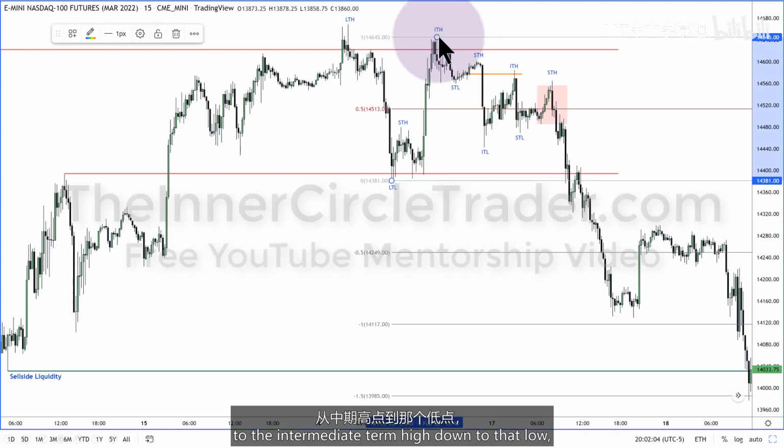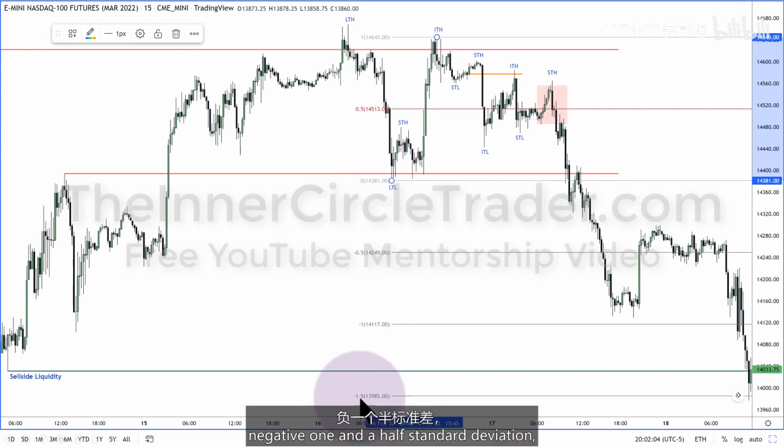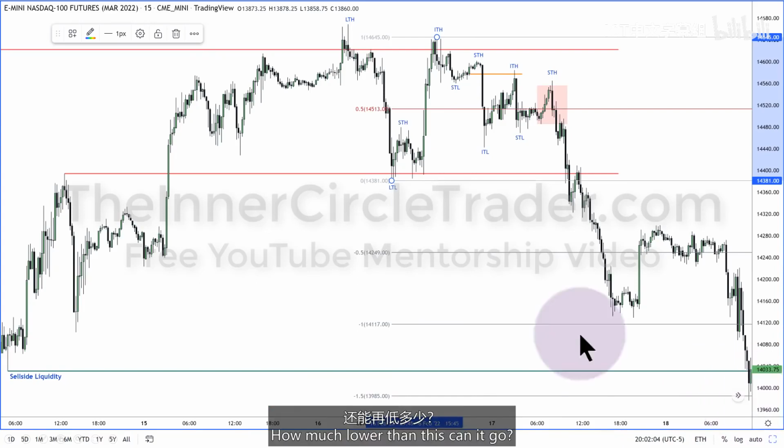So if you anchor your fib to the intermediate-term high down to that low, which is a long-term low, the projection is -1.5 standard deviation, and there's your low. How much lower than this can it go? That's one way of determining it.